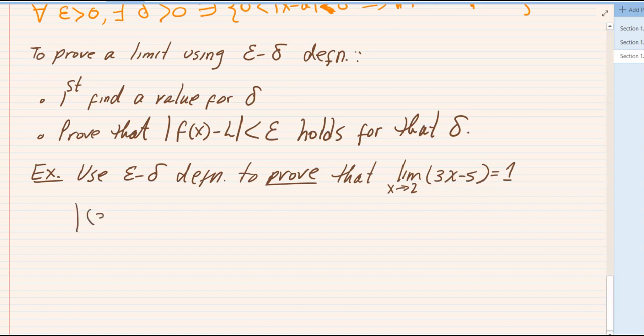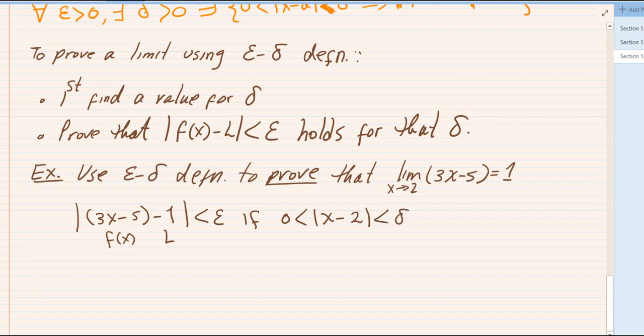We need to prove that the absolute value of 3x minus 5 minus the limit of 1, remember this was f(x) and this is L, is going to be less than epsilon if we can find a delta such that absolute value of x minus 2, the difference between a and the value of x, is less than delta. This last part tells us how close we need to get to a. The first part, how close we need to be with L.